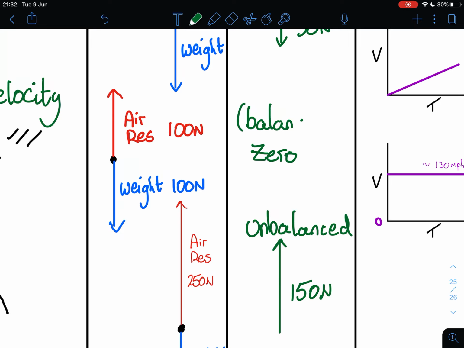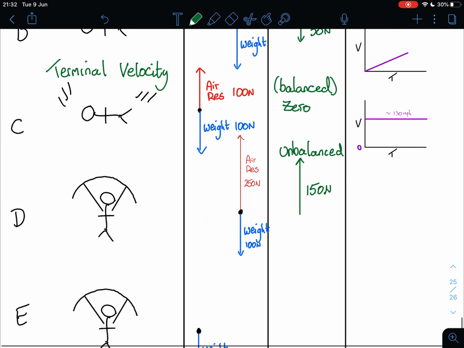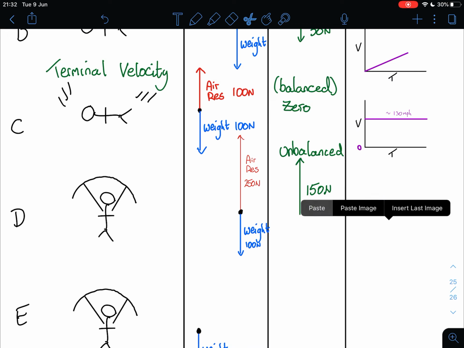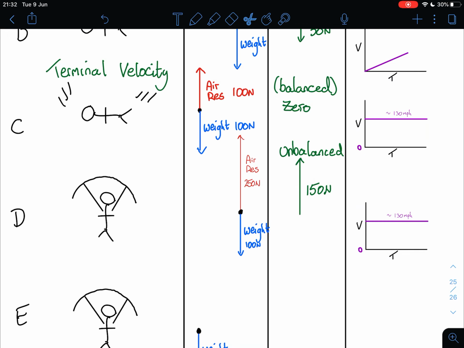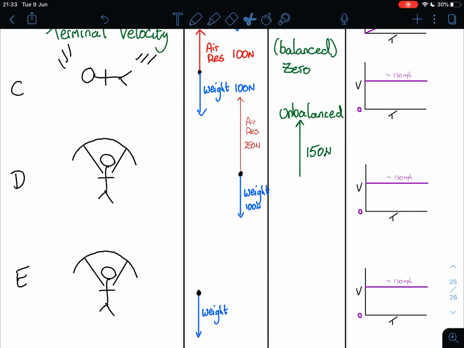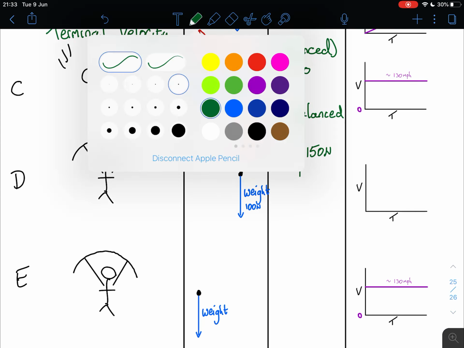Okay, so what happens this time to my velocity time graph? So let's make a copy, paste it in. Boop. And while I'm here, I'll do it again because I'm lazy. There we go. And let's take that out because that's not going to be true anymore. And go back to purple.